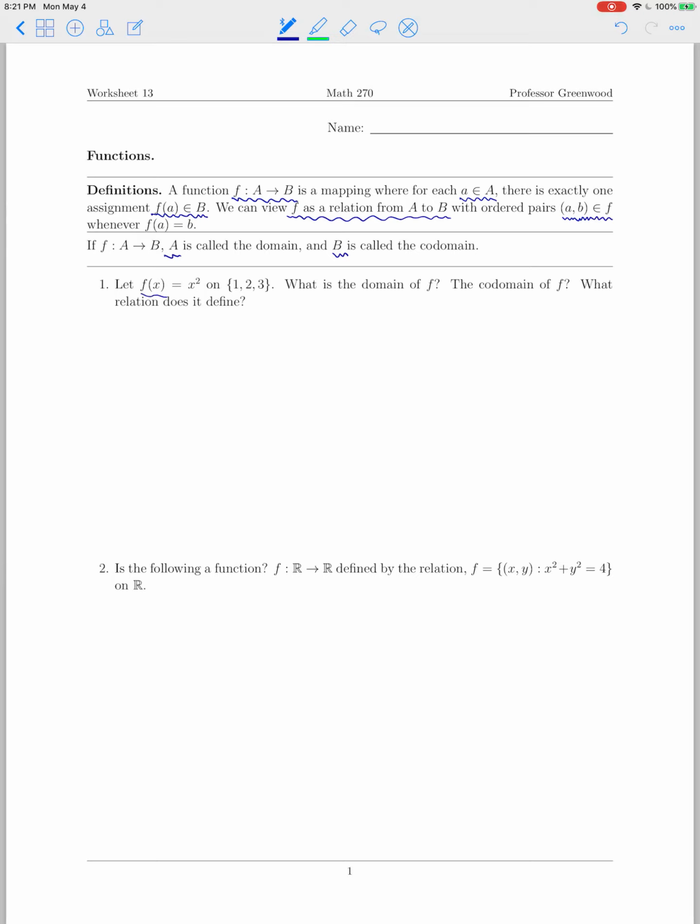If we have f of x equals x squared on the set {1, 2, 3}, then first of all, we know that f of 1 is equal to 1, f of 2 is equal to 4, and f of 3 is equal to 9, just by squaring them. Now if I want to know the domain of this, then I know that the domain is the set that has all the inputs to f. In this case, that would just be {1, 2, 3}.